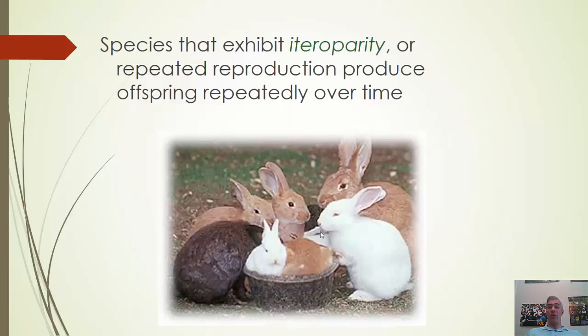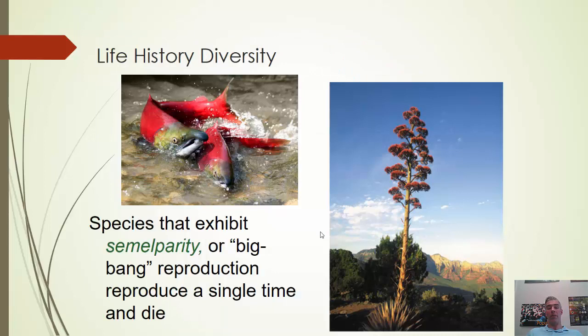Iteroparity, on the other hand, is what we do, and a lot of other organisms, like bunnies here. You can reproduce multiple times, over multiple different seasons, over and over again. This is usually what you think of most organisms being able to do. If I go back to semelparity, though, things like insects will do this. If you've ever seen Charlotte's Web, spiders do that. They reproduce once and they die. They only live for that one season.